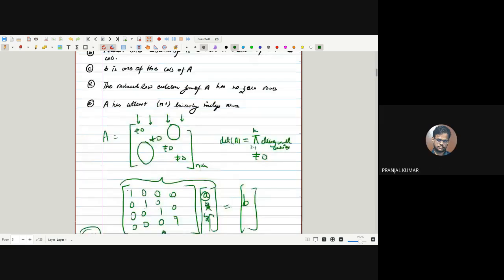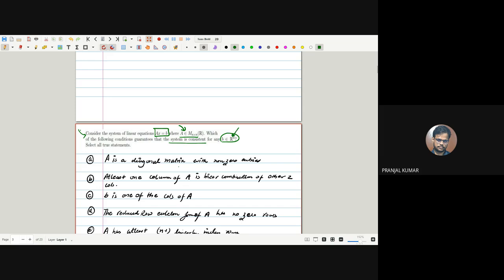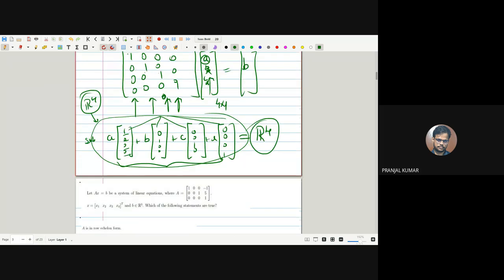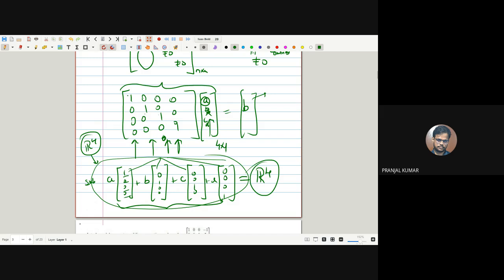B is also a vector in R4. Since I am spanning the entire R4, I can easily get B, because B also lies in R4. I told you yesterday, we can combine four independent vectors in R4 to get any vector in R4. So this will always have a solution. Is this clear?